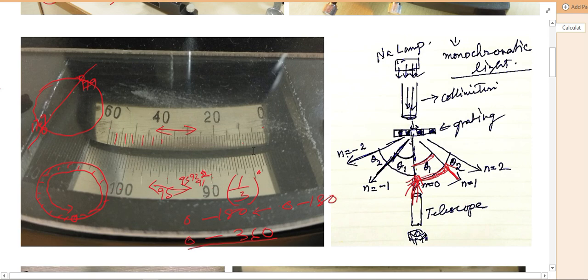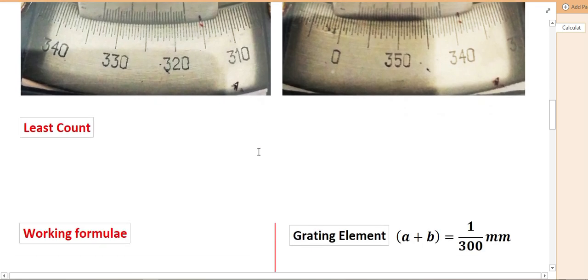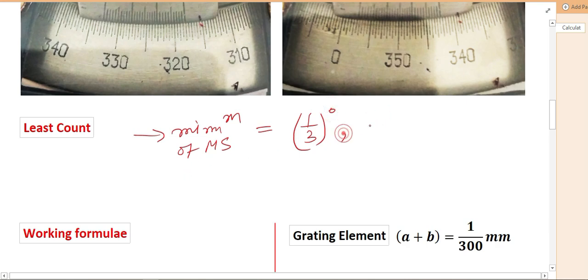So to calculate the vernier constant or the least count of this vernier scale, what you have to do, you have to first find out the minimum that you can measure in the main scale, minimum of main scale. And we have seen this, in this case it's 1/3 degrees. Then you have to measure how many divisions are there in the vernier scale, the smaller scale.